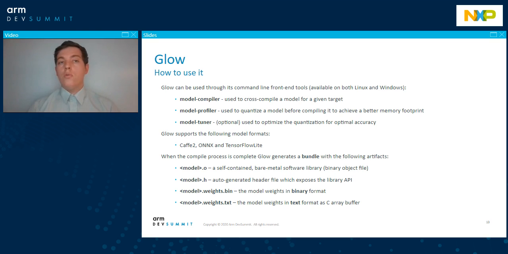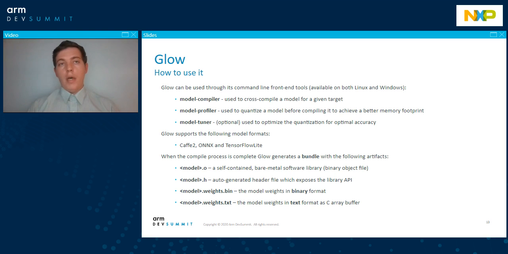And optionally, we can also use the model tuner, which can be used to optimize the quantization process for better accuracy. Glow can directly import model formats like Caffe2, ONNX, and TensorFlow Lite. Other model formats can be used indirectly by using converter tools like MMdnn or TensorFlow to ONNX to convert various model formats to those directly supported by Glow.